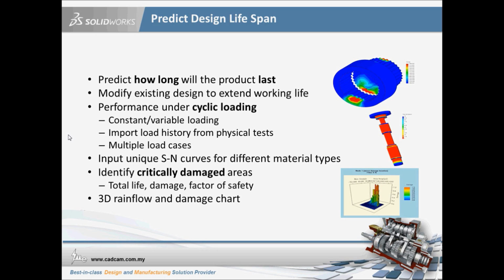Fatigue analysis allows us to predict how long the product will last. From here, it allows us to know how to modify the existing design to extend the working life. What you need to have is the input of a unique SN curve for different types of materials, and from the calculations, we can define the total life, the damage, and of course, the factor of safety of the design. I would say this is a must-have feature for product designers.